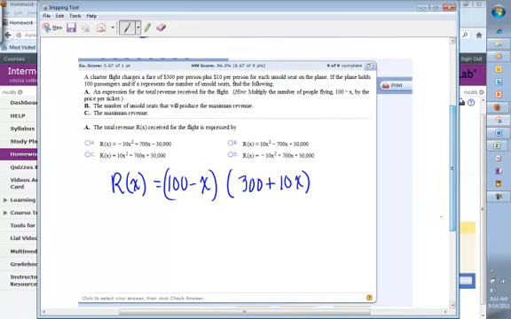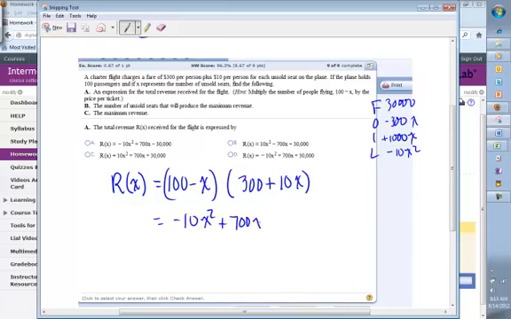Okay, so when we multiply this out using FOIL, we get 30,000 minus 300x plus 1,000x minus 10x squared. So that's negative 10x squared plus 700x plus 30,000, which is letter D.